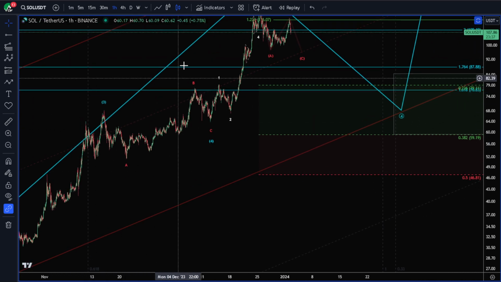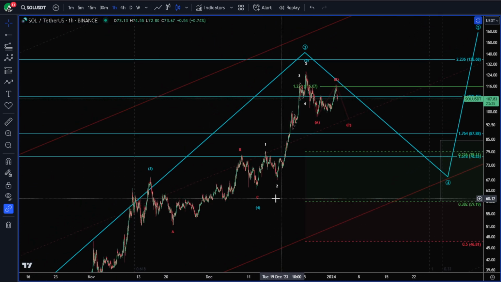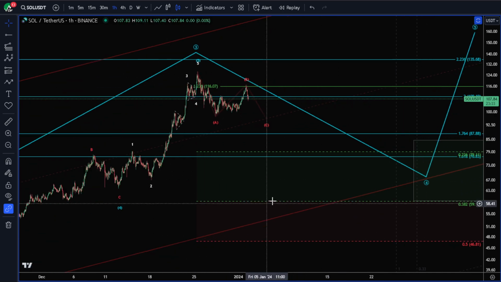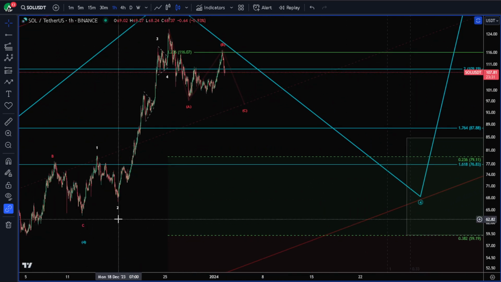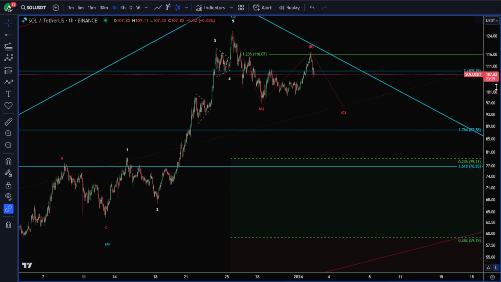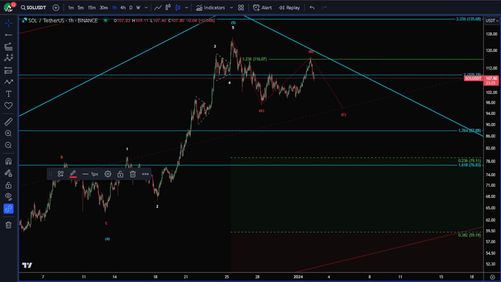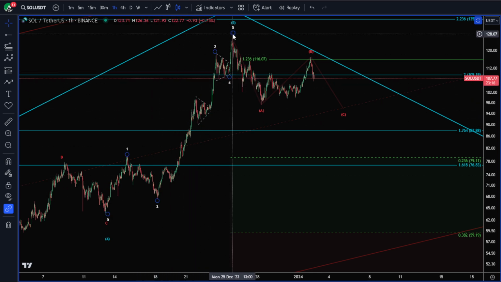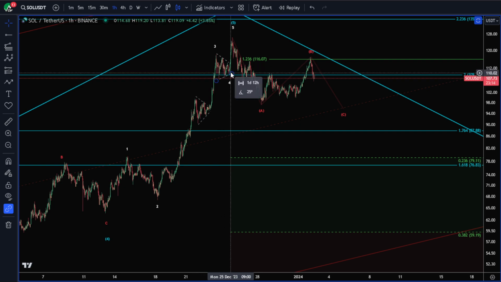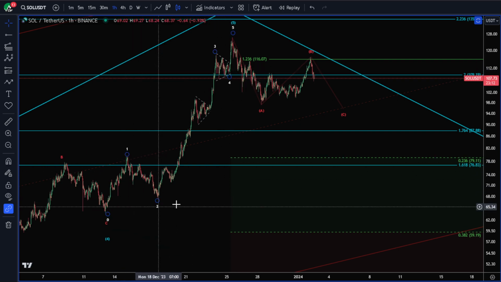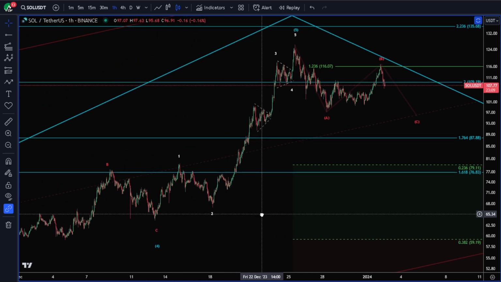So I have this measured out as a running flat. So our fifth of the third starts here at this pivot. My question is, is this the correct count to be completed as 5? My concern is this wasn't a deep enough 4 compared to this wave 2 to be considered complete.